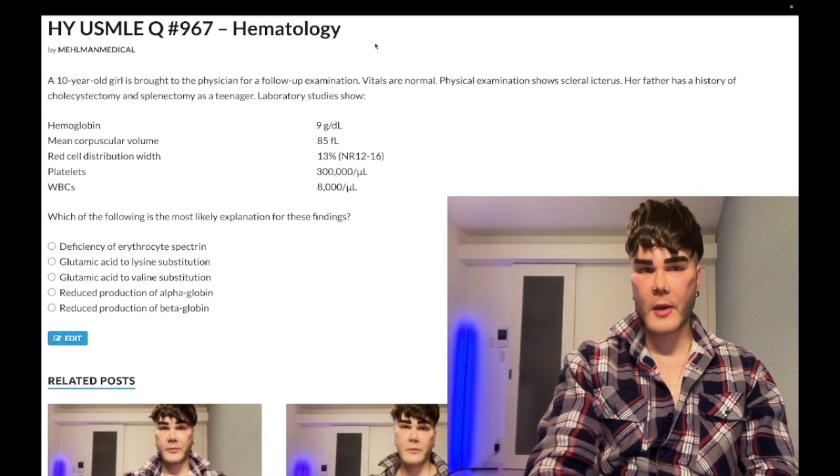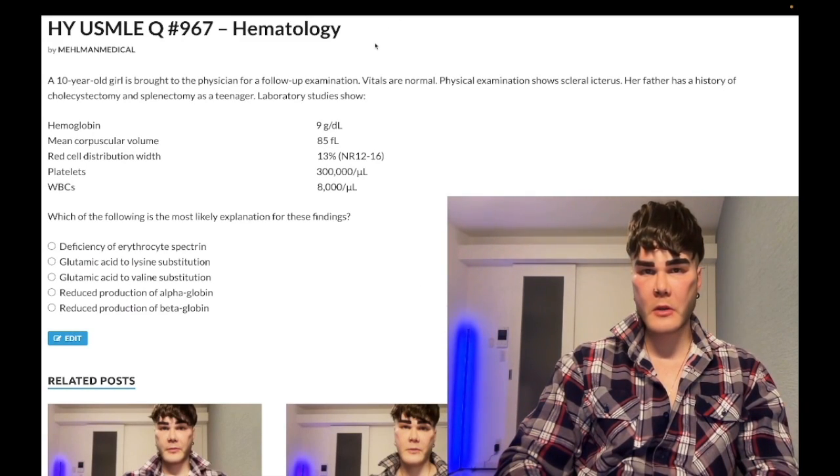How's it going, guys? We have a pass level question for Hematology Step 1 Internal Medicine, Family Medicine 2CK. 10-year-old girl, she is brought in for a follow-up appointment. Vitals are normal. Physical exam shows scleral icterus. Father has a history of cholecystectomy, splenectomy as a teenager.